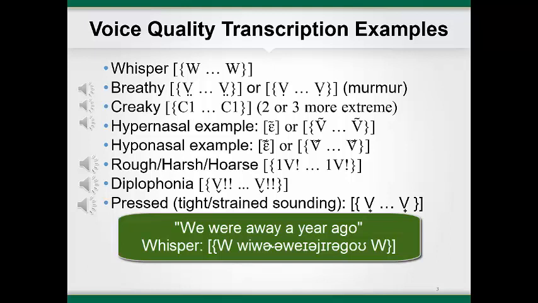We transcribe whisper by enclosing an uppercase letter W inside the curly braces on each side. Next is breathy voice or murmur. Breathy voice is in between whisper and modal voice.